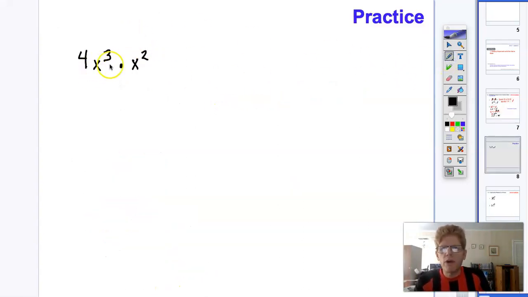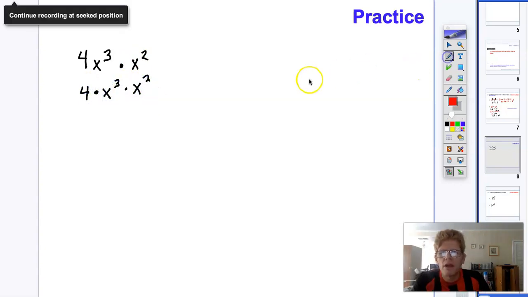Here we have 4x to the third times x to the second. I have a coefficient of 4 times x to the third multiplied by x to the second. So again, I'm going to break these down. I remember this is multiplication, so 4 times x to the third times x to the second. Then I can notice that these two are the same base, and I can use the associative property to group those together in parentheses, just like that. So that what I'm left with is 4 times x to the third times x to the second. And so I'm going to multiply these two, and they have the same base. So I'll just add their exponents together.